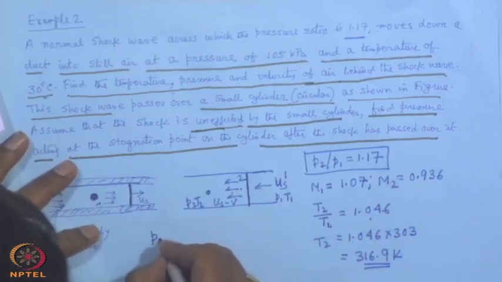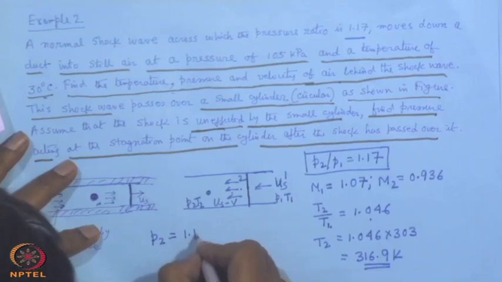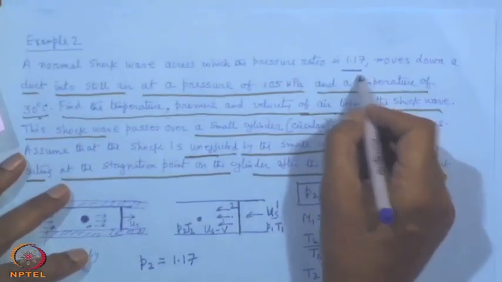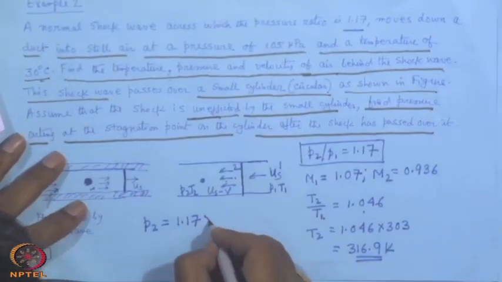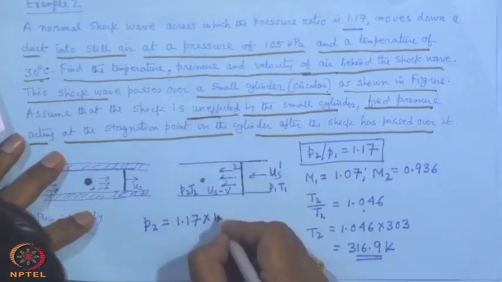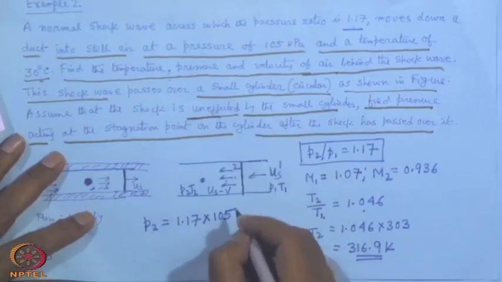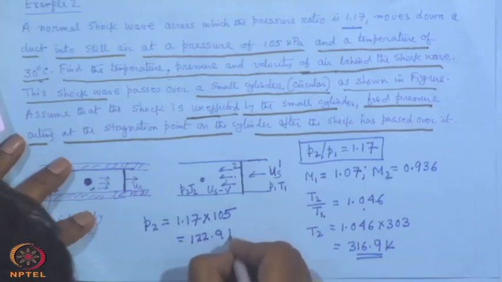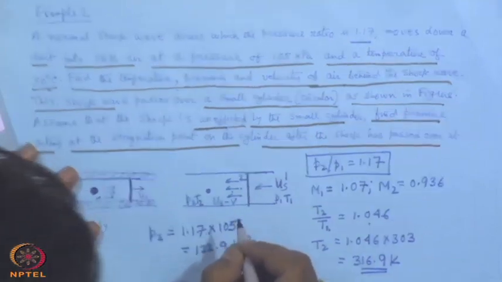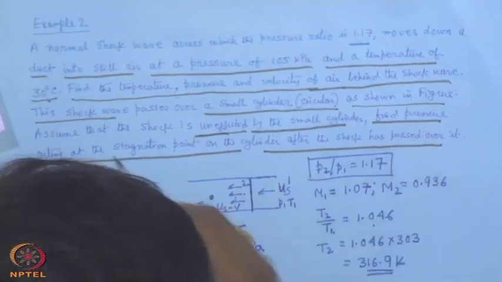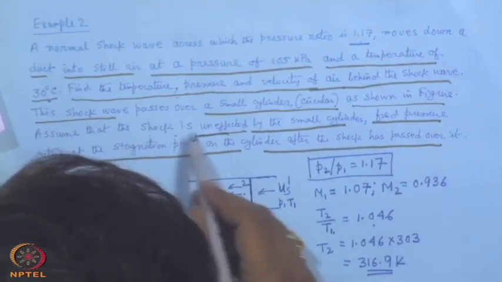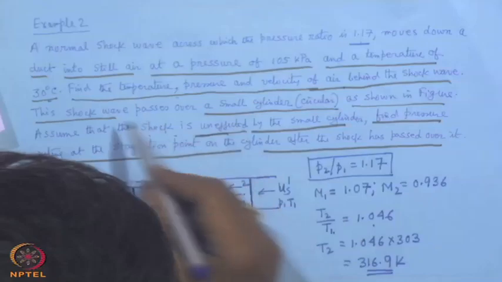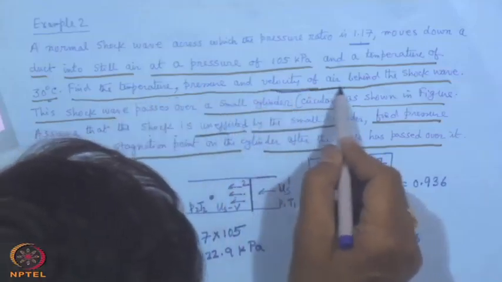And P2, how can I find it? It is already given as 1.17, so P2 is 1.17 into 105 kilopascals, which becomes equal to 122.9 kilopascals. Now, what do I have to find out next? Assume that the shock is unaffected. Oh, before that, I have to find the velocity of air behind the shock.